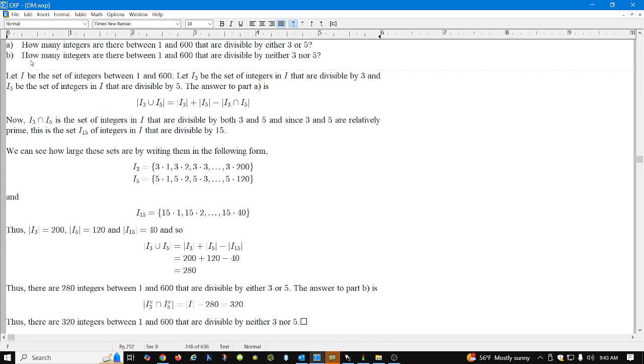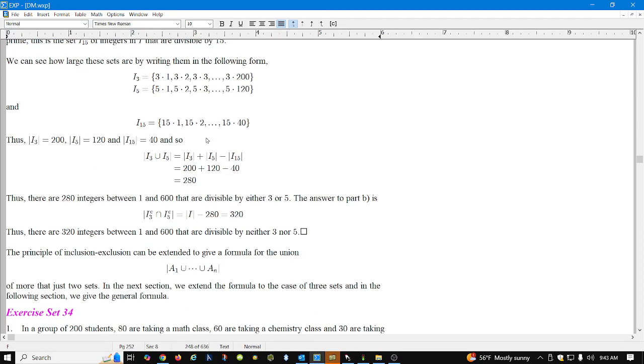The second part of this question, how many integers are there between 1 and 600 that are divisible by neither 3 nor 5, is going to be the rest of the integers. So it's going to be the size of I minus 280, which is 600 minus 280, which is 320.